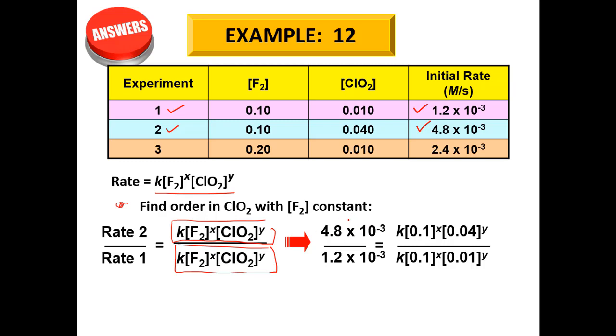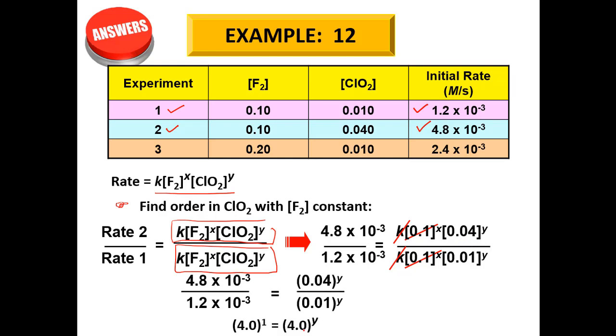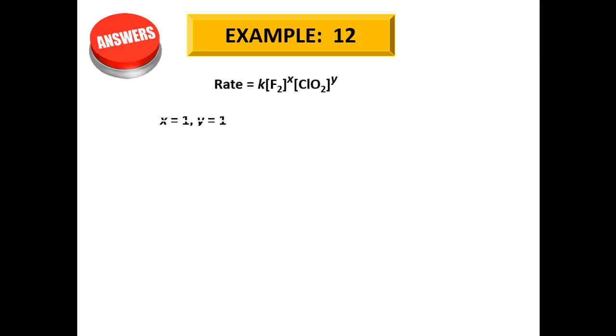Masukkan nilai rate eksperimen 2, concentration F2 dan concentration ClO2 untuk eksperimen 2. Lepas tu concentration F2 dan ClO2 untuk eksperimen 1. Bila yang F2 concentration dia sama, yang X ni semua akan cancel, tinggal yang Y ni sahaja, yang ClO2 sahaja. Okay, so 4 to the power of berapa sama dengan 4, so Y pun sama dengan 1. So maksudnya bila nilai Y tu 1, maksudnya the reaction tu is first order with respect to ClO2.